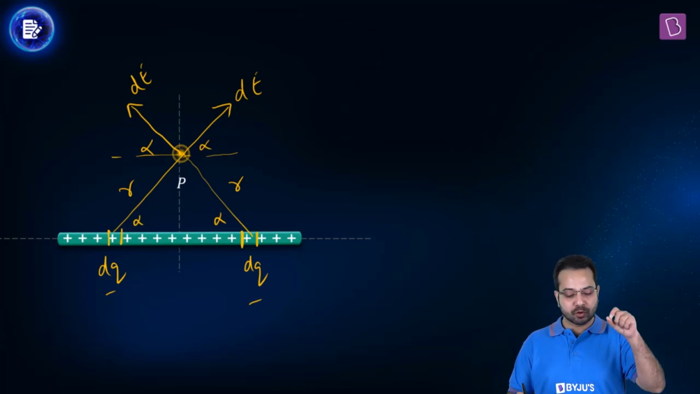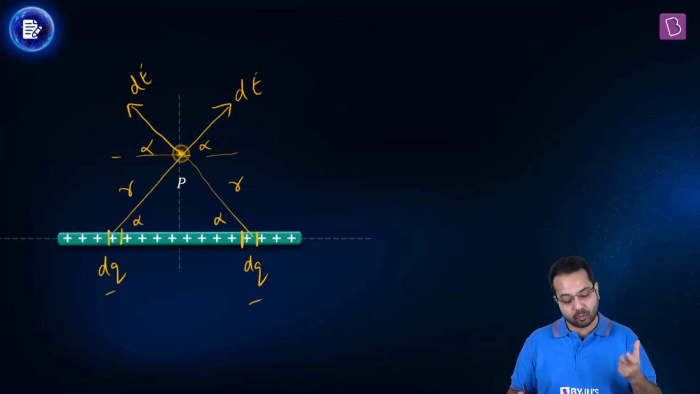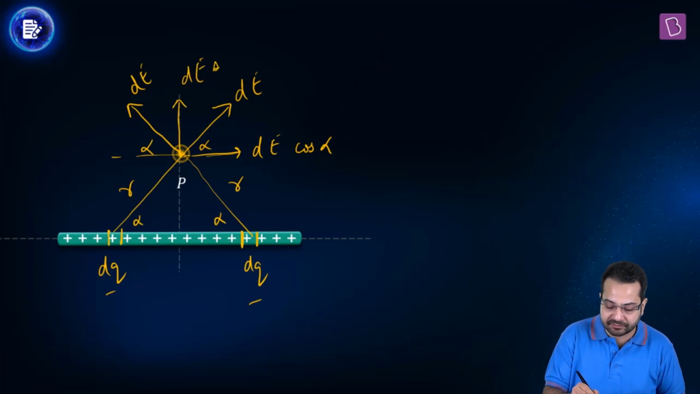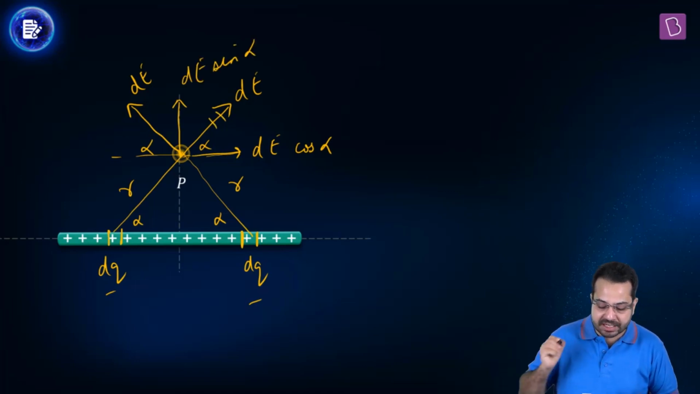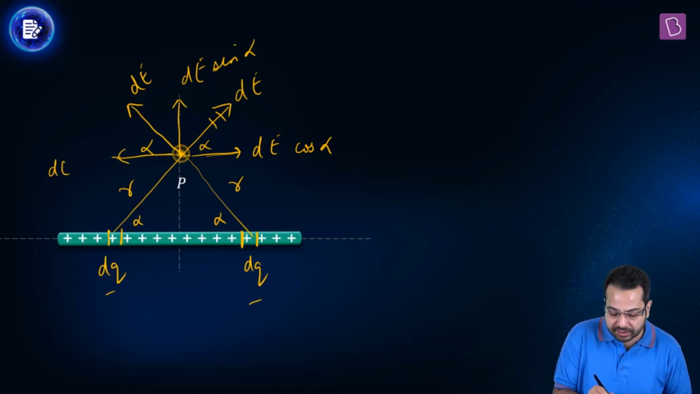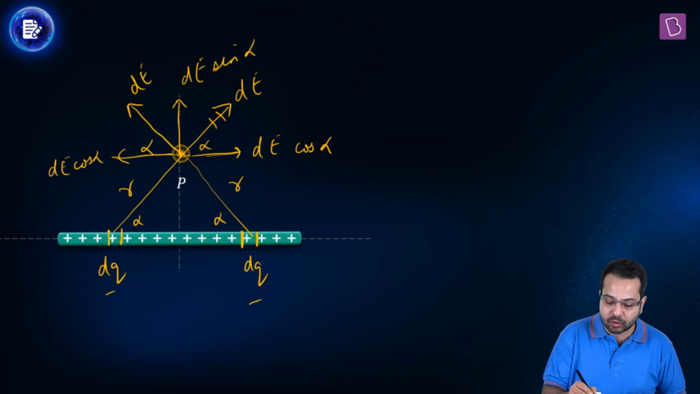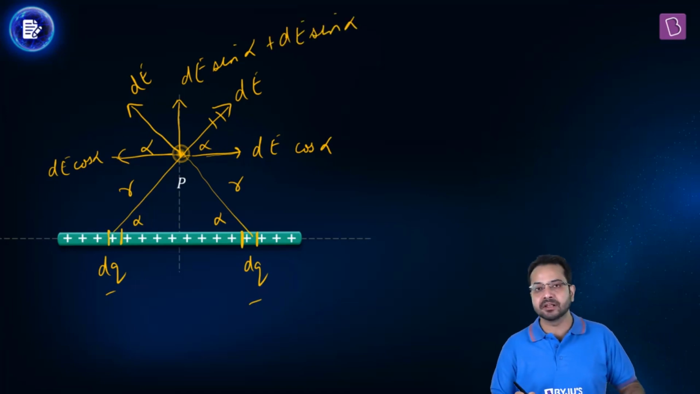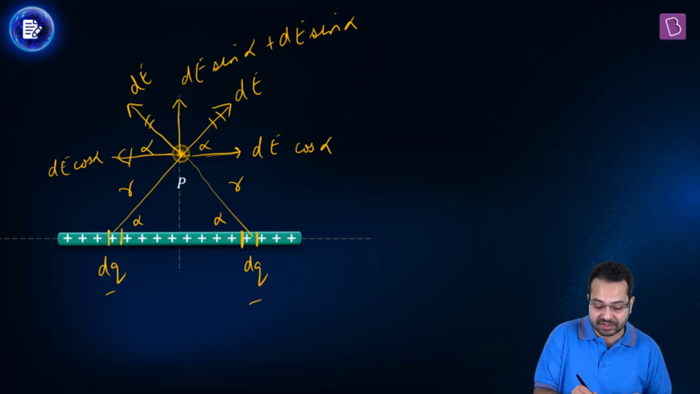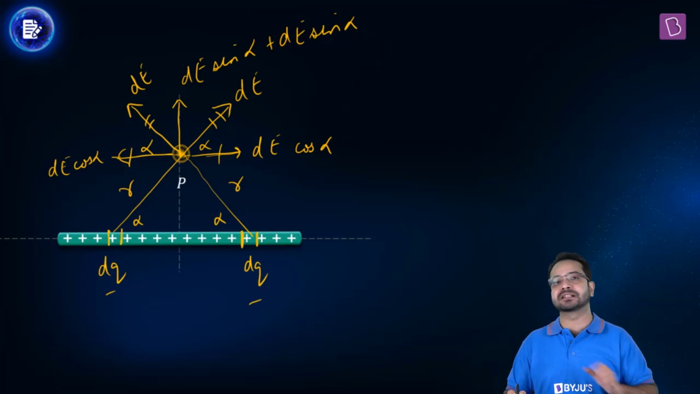Now to calculate the net electric field at P, what we can do is take components. So here we'll have dE cos alpha and we will have dE sin alpha. Here this is going to be dE cos alpha and this is going to be dE sin alpha, so an additional dE sin alpha in the perpendicular direction. Okay, now what do we see? This dE cos alpha and this dE cos alpha are going to cancel each other.